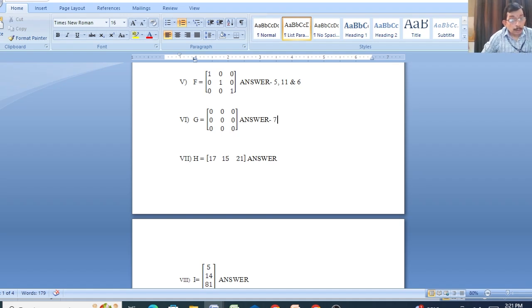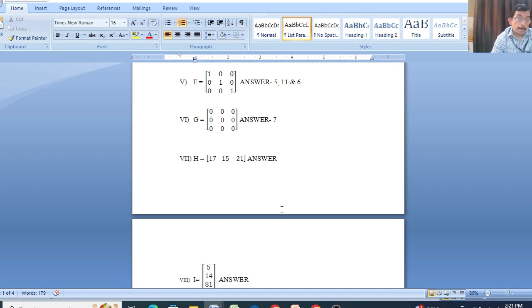Now the next one: all the elements of the matrix belong in a single horizontal row. This is an example of the row matrix. So which type of matrix? Row matrix. Order of matrix: how many rows? 1. How many columns? 3 columns, vertical. So the order is 1 by 3.